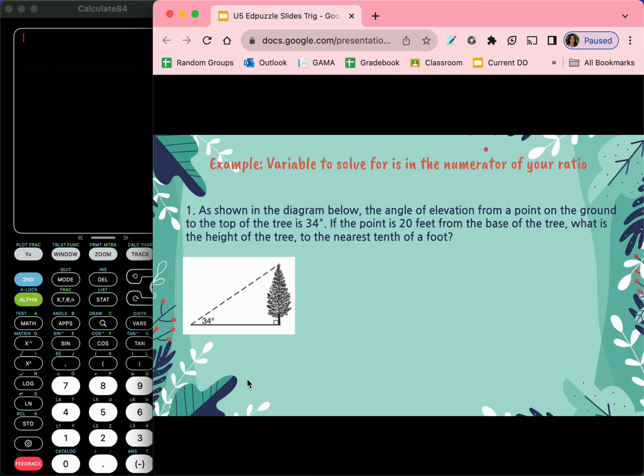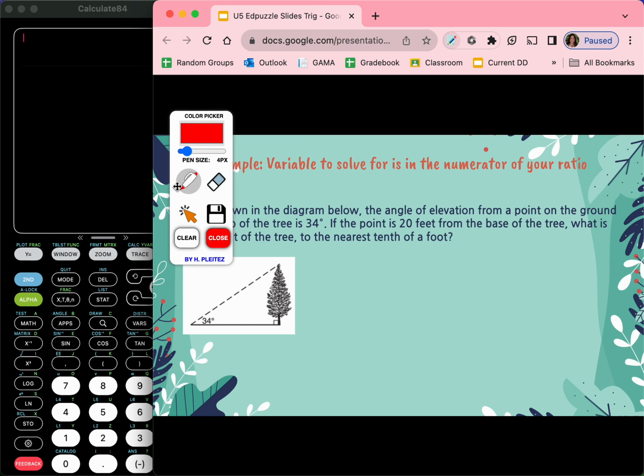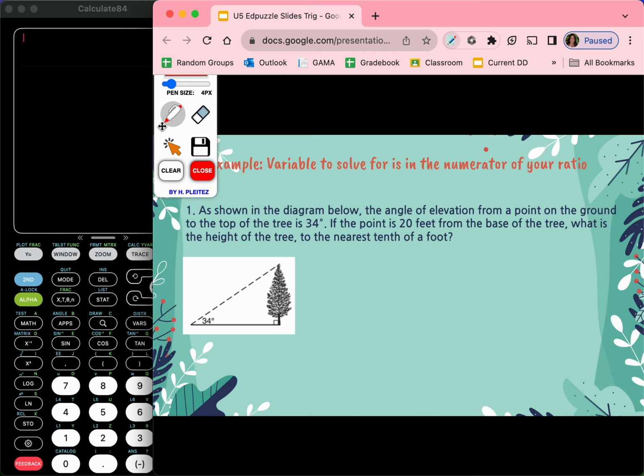So the first step of the checklist, we have already done. Our calculator is in degree mode, so we are good. And it seems like we have a picture, so we're also good there. So let's just read the problem first. As shown in the diagram below, the angle of elevation from a point on the ground to the top of a tree is 34 degrees. Then it says, if the point is 20 feet from the base of the tree, what is the height of the tree to the nearest tenth of a foot?